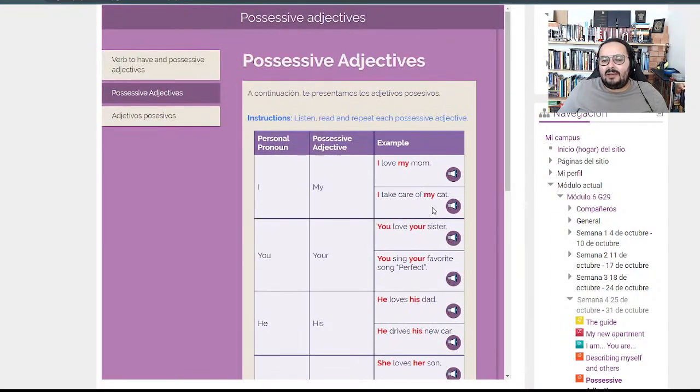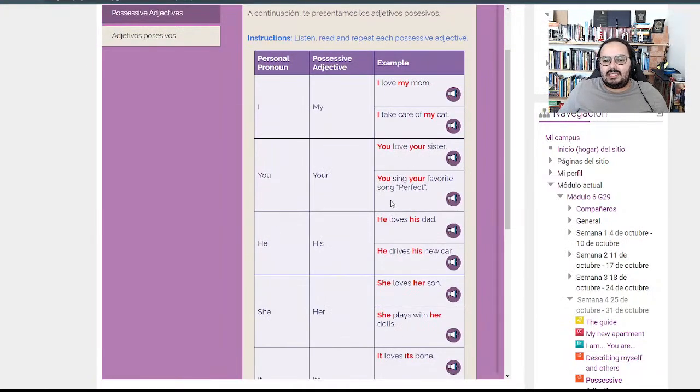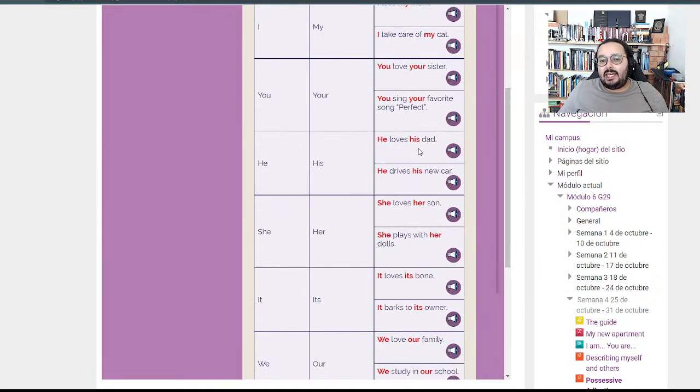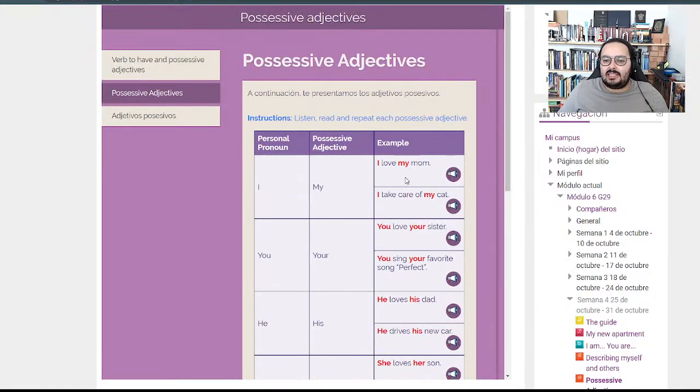Okay, I love my mom. I take care of my cat. You love your sister, you sing your favorite song. He loves his dad, he drives his new car. She loves her son, she plays with her dolls. Remember that the possessive adjectives always correspond to the personal pronoun we are using.